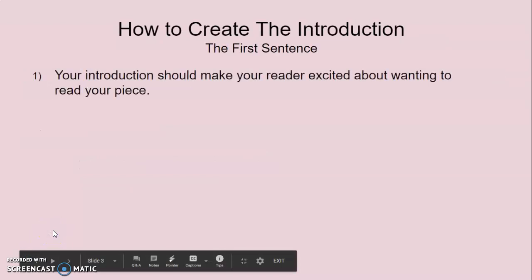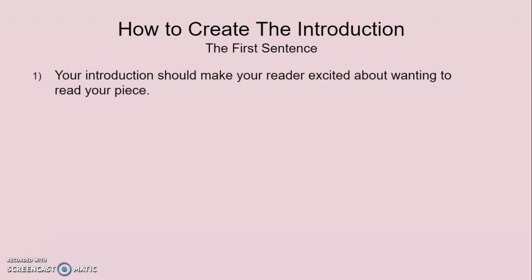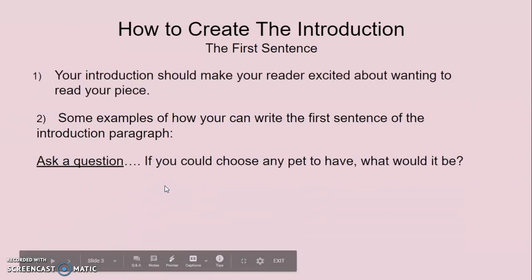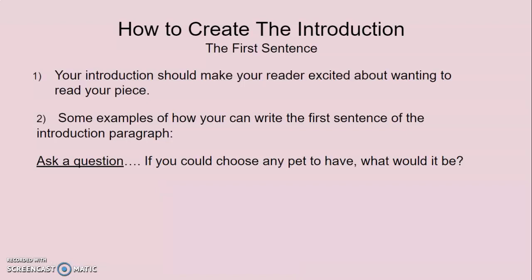You first want to start with the introduction sentence to get your readers excited about what you want to say. There's a couple ways to do this. One way is that you can start with a question to get your reader thinking about what your topic's about. The example that I have here says, if you could choose any pet to have, what would it be? I didn't specifically talk about dogs, but I'm getting my reader to think about pets, and then I'll talk about dogs, and hopefully they'll get excited about reading it.